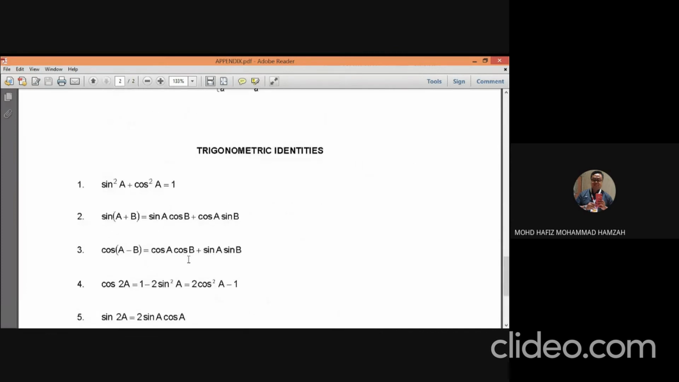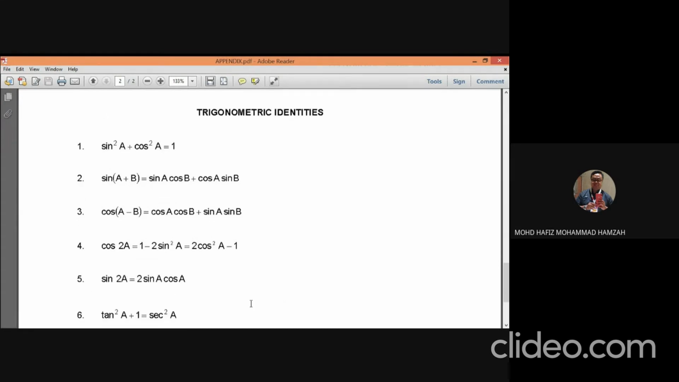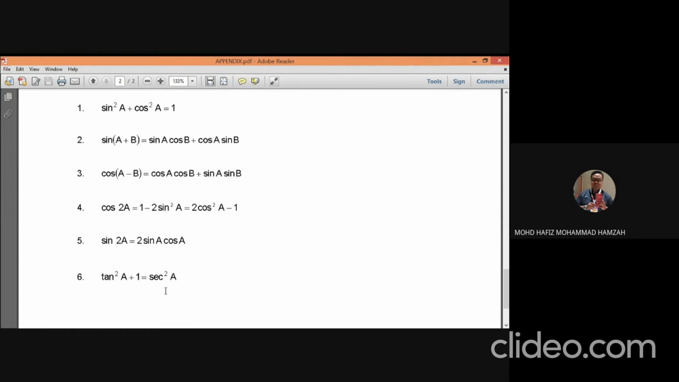Lepas tu ni these are the identities that we are going to use. Yang ni dia akan bagi berdasarkan apa yang kita perlukan. Ni yang daripada tadi tu, cos 2a adalah sama dengan 1 minus sin square a. Boleh pakai sama ada yang ni atau pakai yang ni. Kalau sin 2a adalah 2 sin a cos a. So kalau tadi soalan dia guna cos 2a kan, dia pakai salah satu lah, dua-dua diterima. Okay, so list of appendix ni kalau boleh kena sentiasa pegang lah supaya senang kita nak rujuk kan.